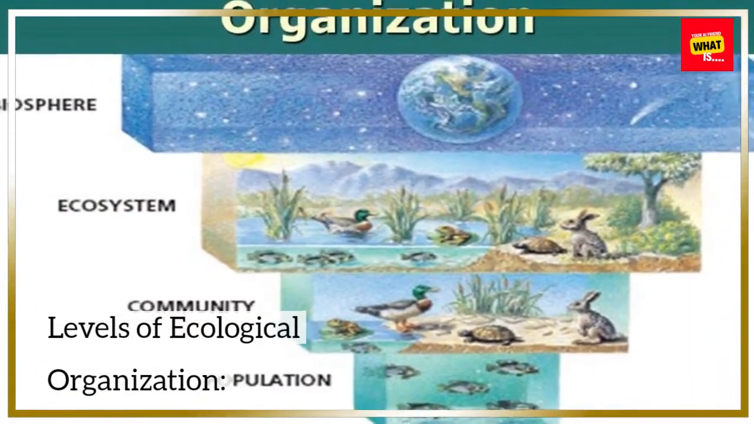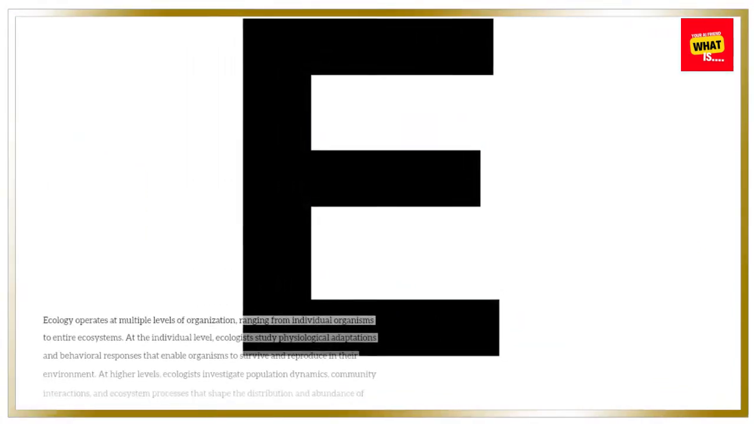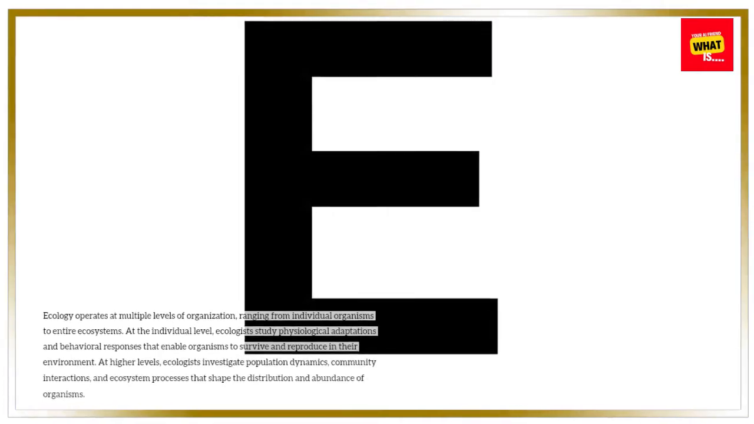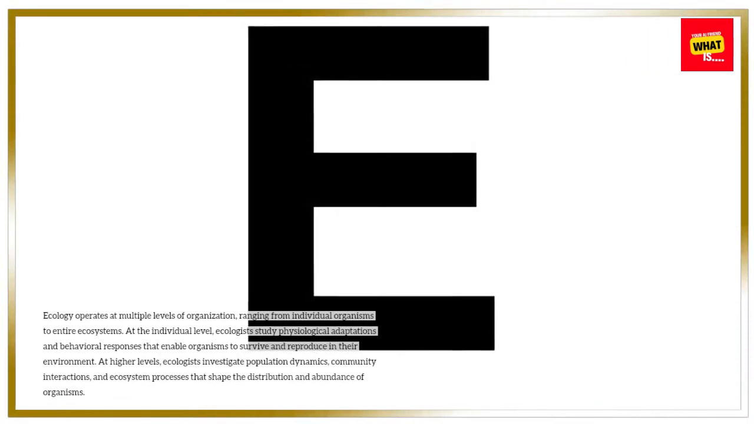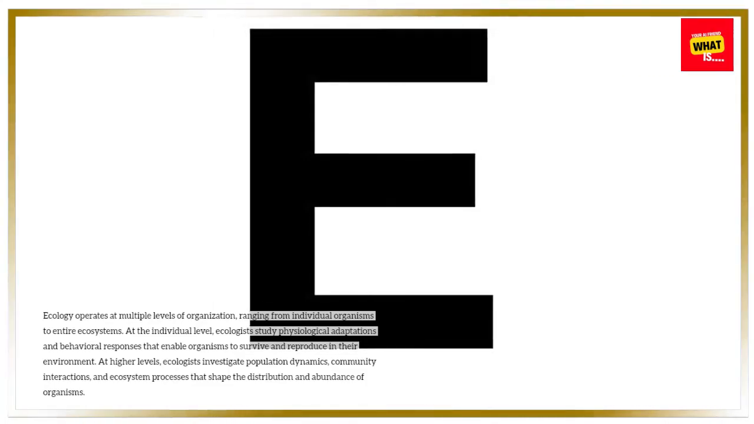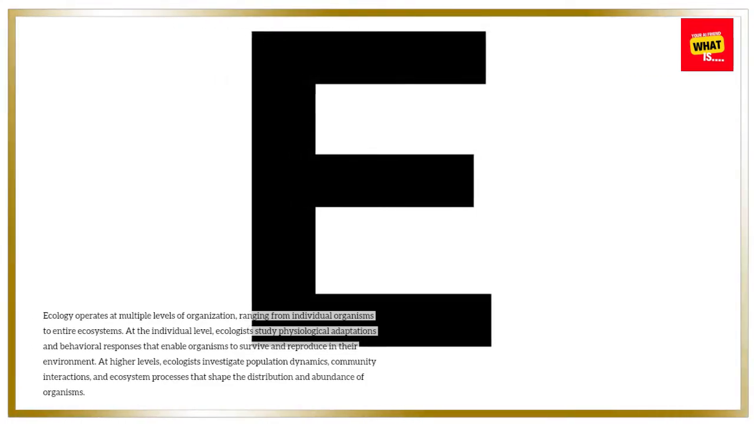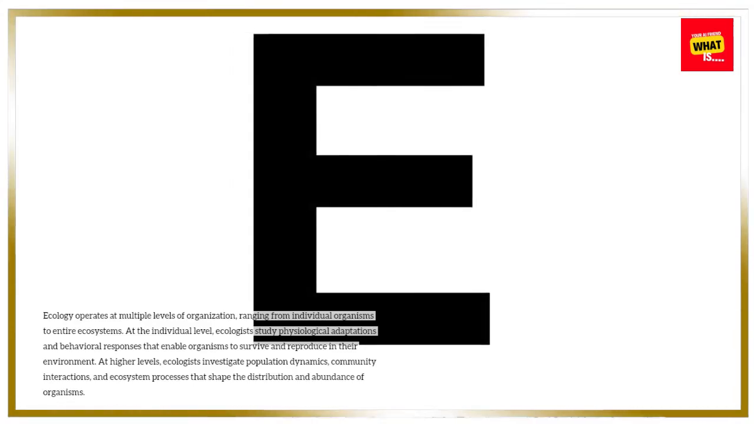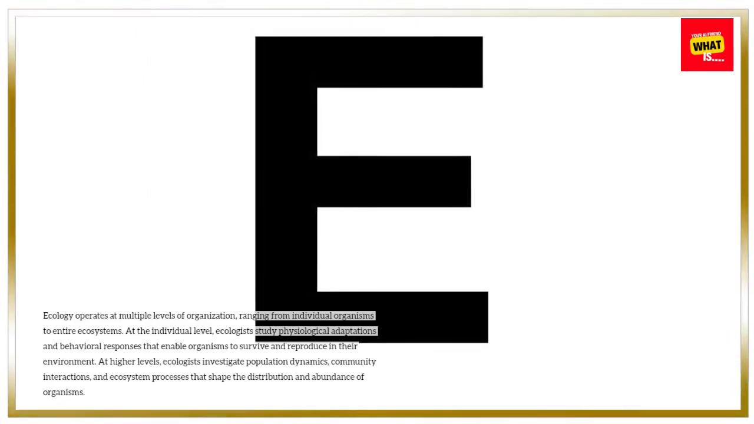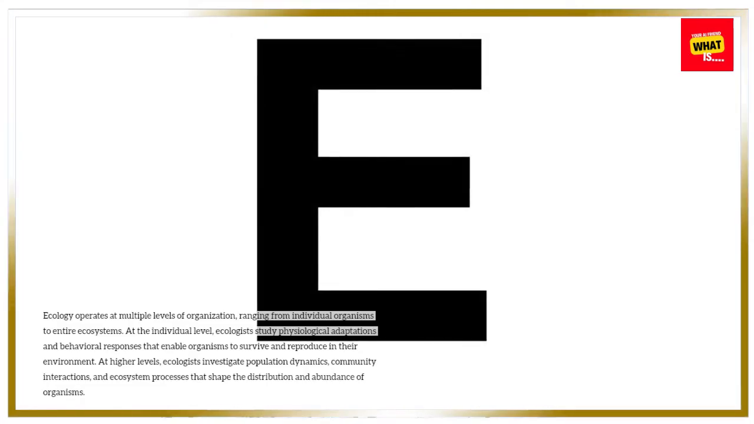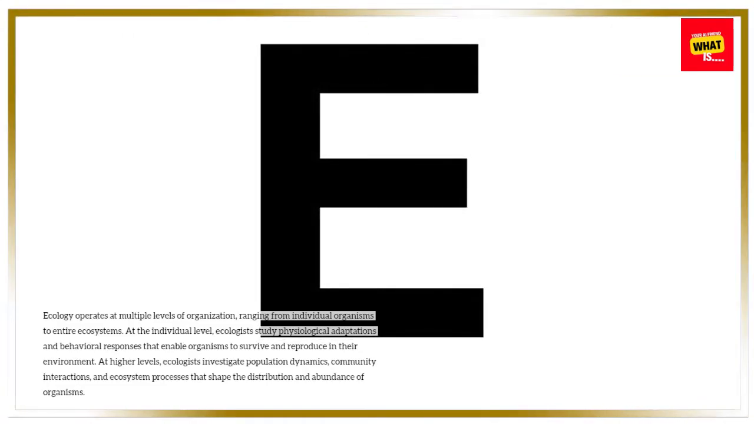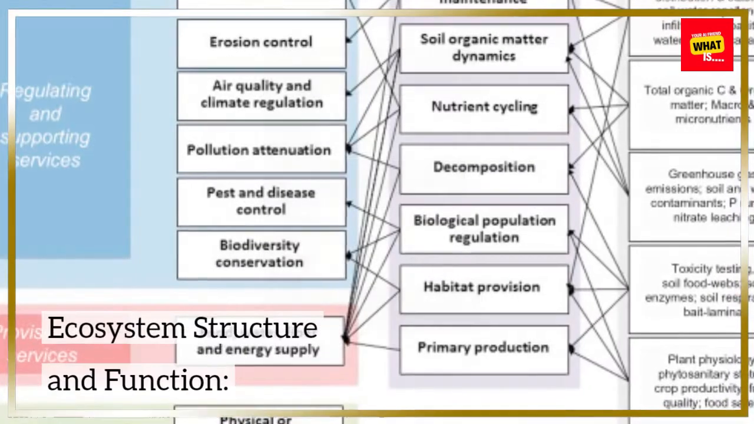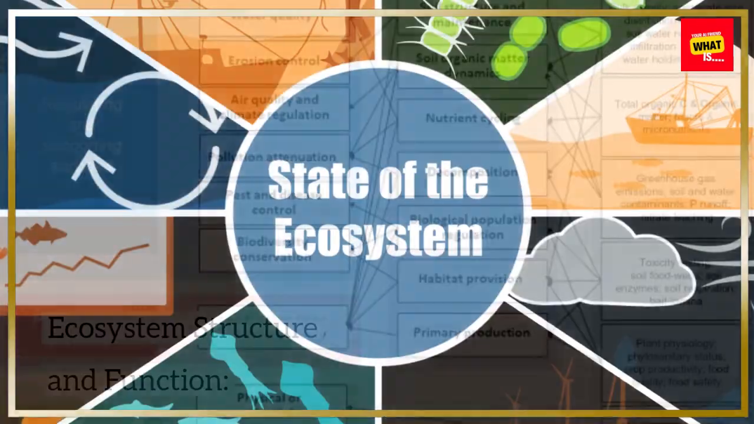Levels of ecological organization. Ecology operates at multiple levels of organization, ranging from individual organisms to entire ecosystems. At the individual level, ecologists study physiological adaptations and behavioral responses that enable organisms to survive and reproduce in their environment. At higher levels, ecologists investigate population dynamics, community interactions, and ecosystem processes that shape the distribution and abundance of organisms.